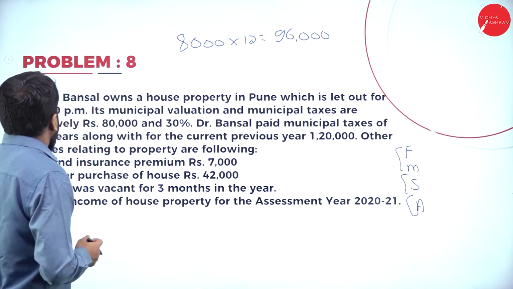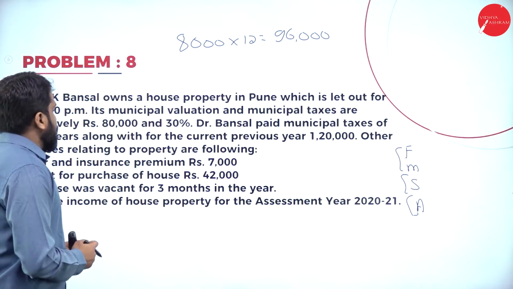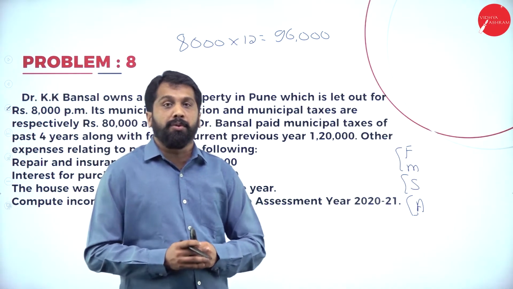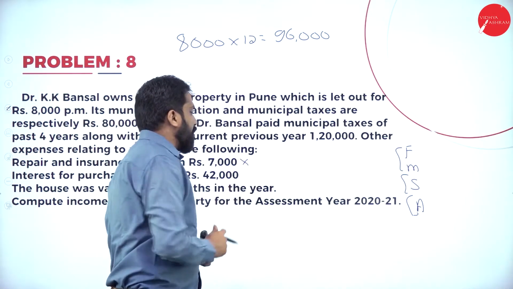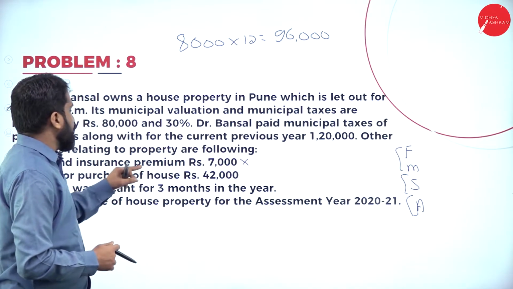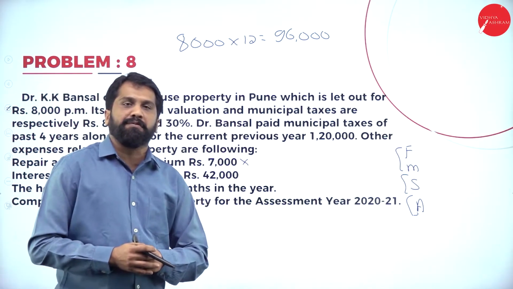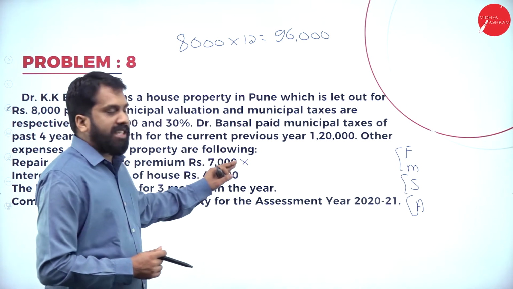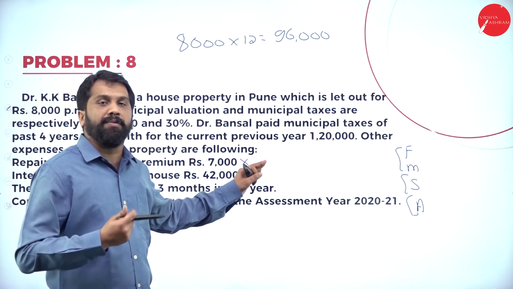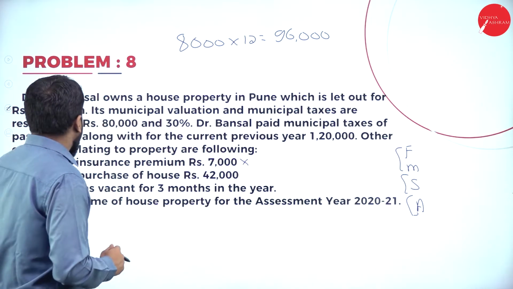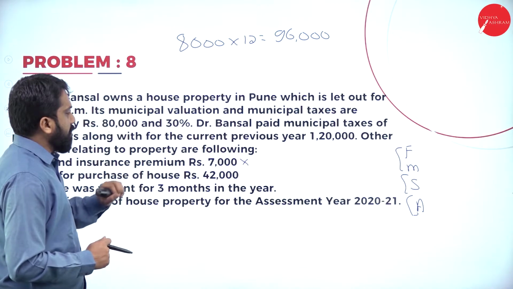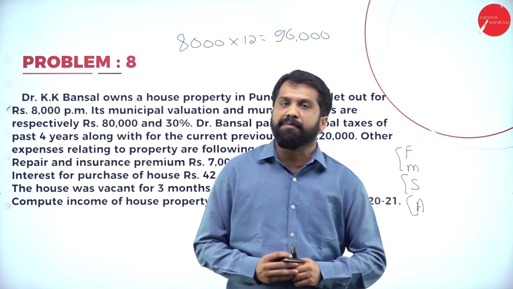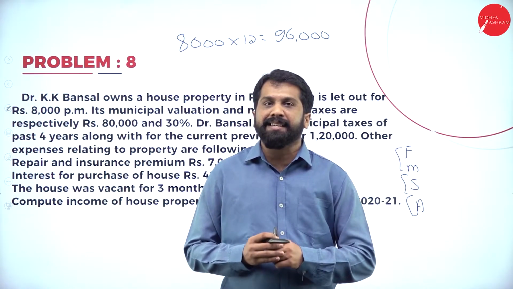Now, repair and insurance premium, should we take or not? No, we are not supposed to take. Whatever insurance premium paid, it is not part of your house property. Even though it is a part of your house property, for income tax purpose, it is immaterial. We have to ignore. Then, interest for purchase of house. This we have to consider. Whatever interest paid for the purchase of house, we are supposed to deduct as a deduction.